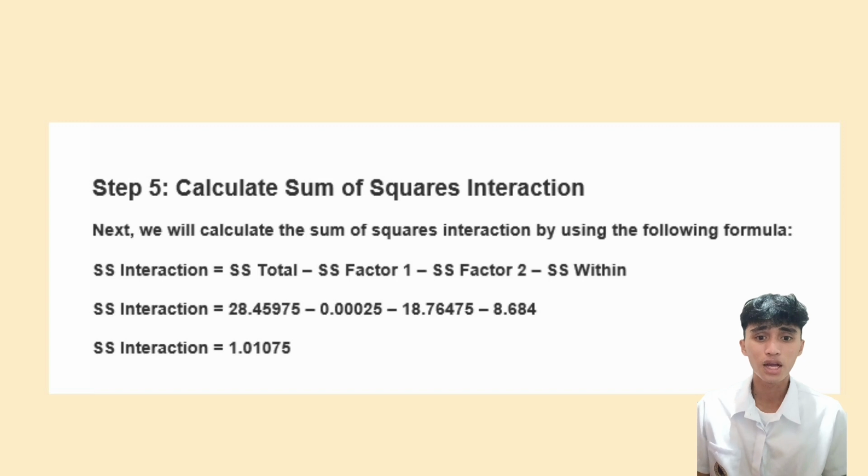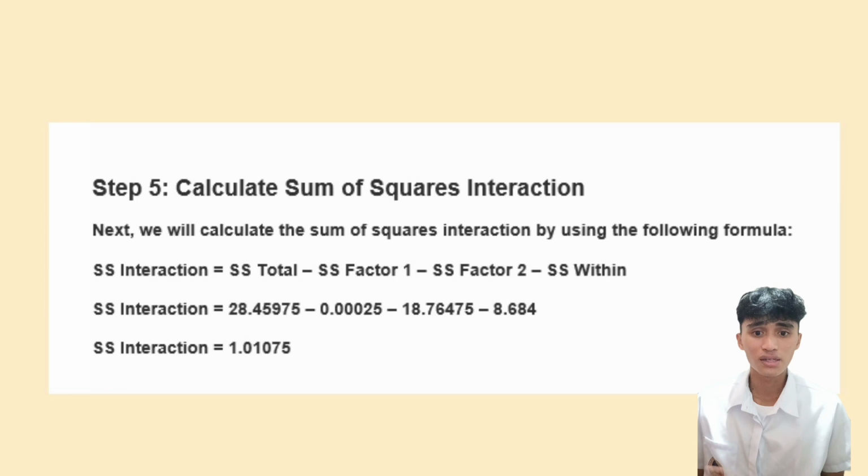Step 5. Calculate sum of squares interaction. Next, we will calculate the sum of square interaction by using the formula below. SS interaction, or the sum of square interaction, equals sum of square total minus sum of square factor 1 minus sum of square factor 2 minus sum of square within. So we need to substitute it all.